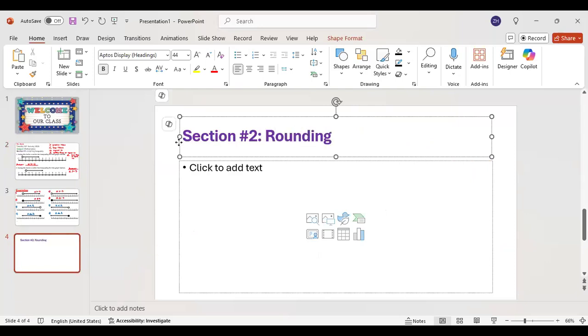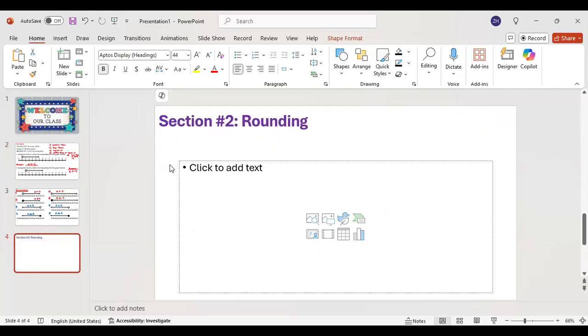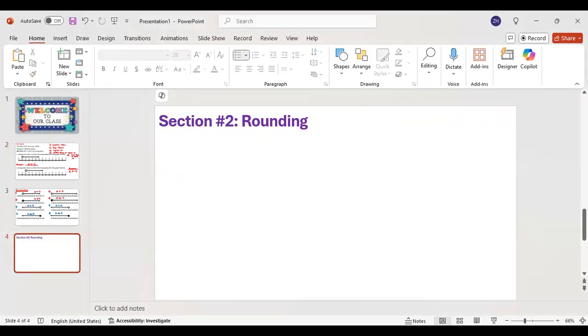Rounding. So first off, let's go ahead and look at these. If you're done with the quizzes, please turn your attention to the screen. Again, if you're done with the quizzes, please turn your attention to the screen. We're going to move on to this next section.